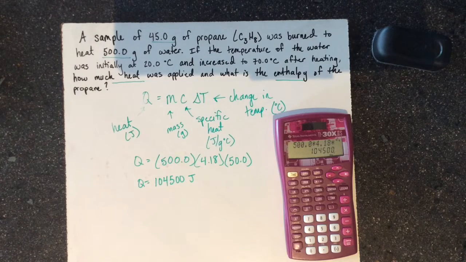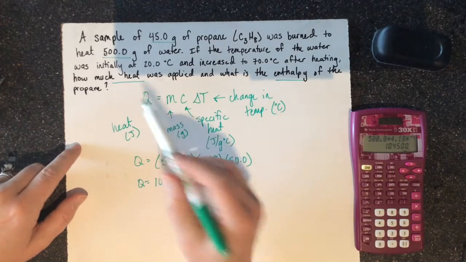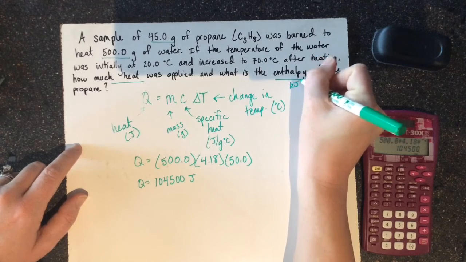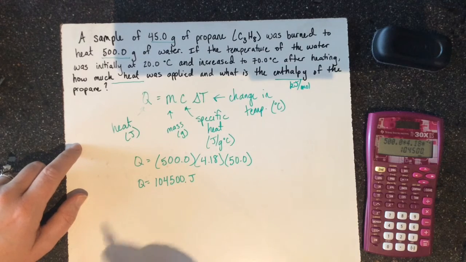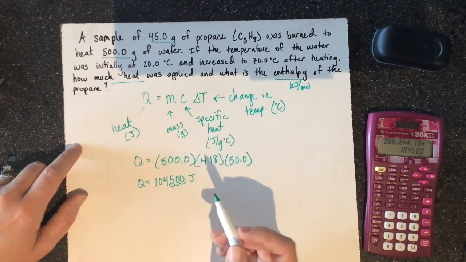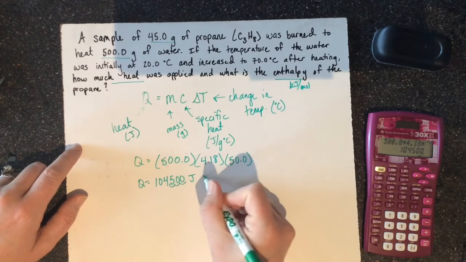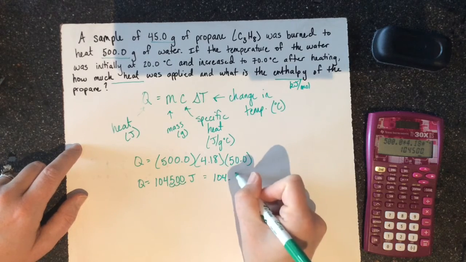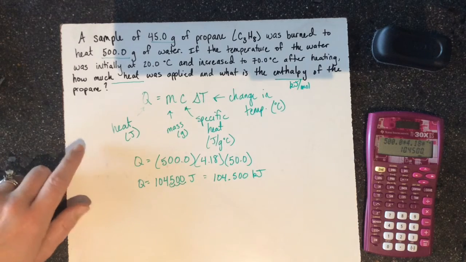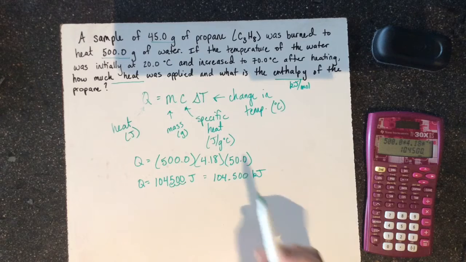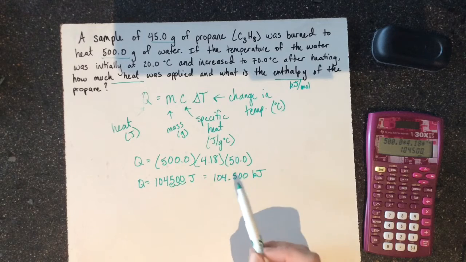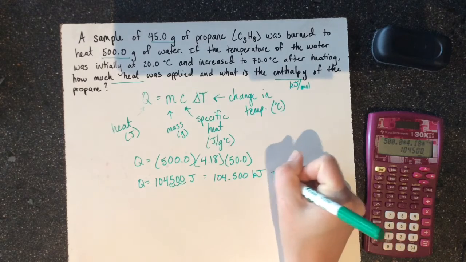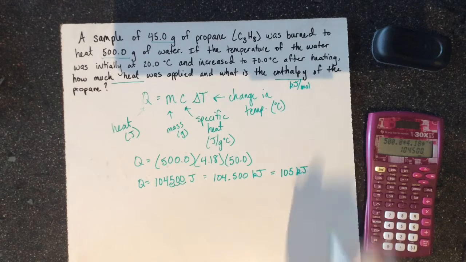We get 104,500. Before we worry about significant figures, I'm going to convert, because heat is in joules, but our enthalpy is in kilojoules per mole, which means we need this in kilojoules. So we take the decimal at the end of the number and move it 3 places to the left, which gets us from joules to kilojoules, so we have 104.500 kilojoules. Now let's round to 3 significant figures. Since the next digit is 5, this rounds up, which means we have 105 kilojoules.